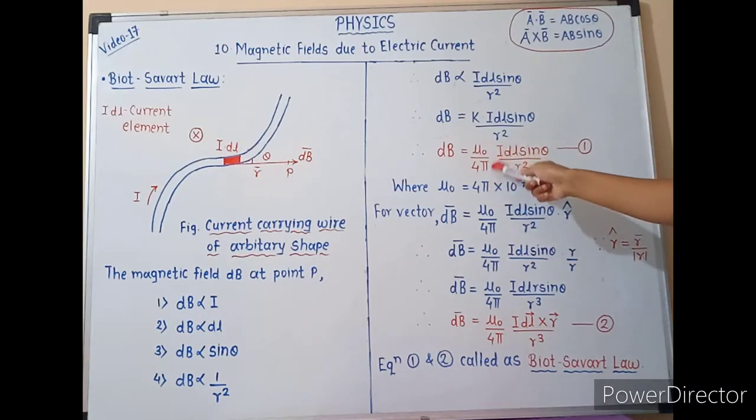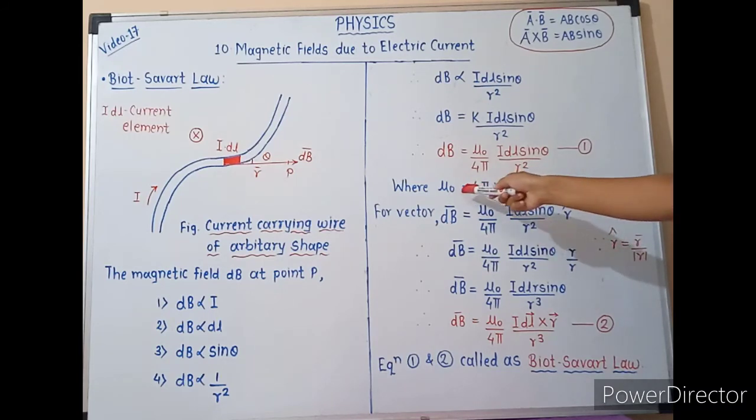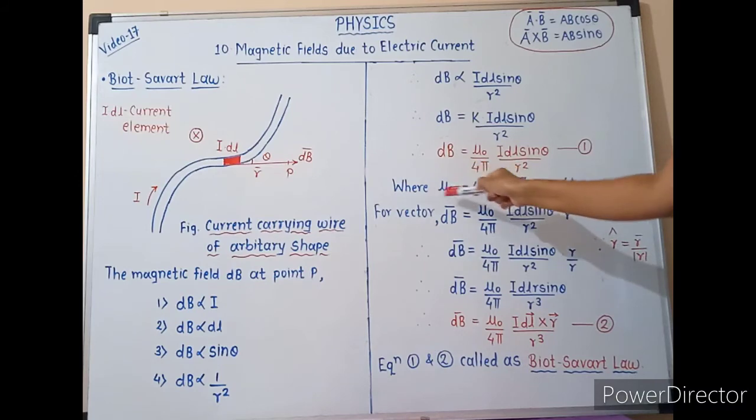The value of mu 0 is 4 pi into 10 raised to minus 7 Tesla meter per ampere. And this mu 0 is known as the permeability constant of free space.